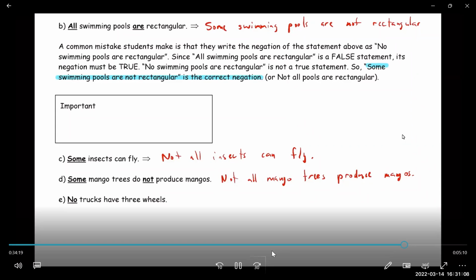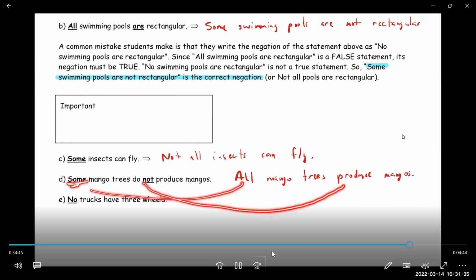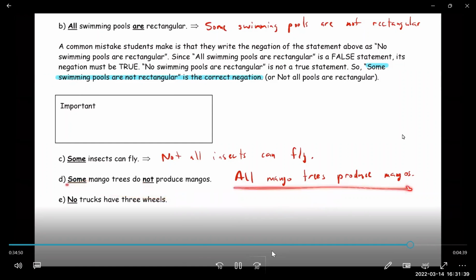So should it say all mango trees produce mangoes? Yeah, that's correct. We're just trying to say the opposite. So the opposite of some would be all. And "do not produce mangoes" means "do produce mangoes." So yeah, this is the opposite of this, right?